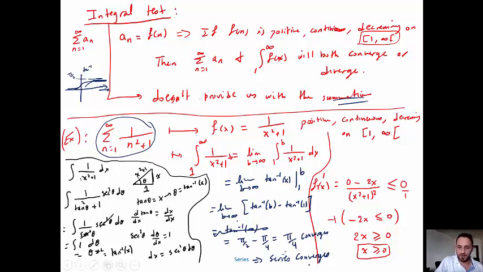Okay, let's take another example. If you are given a series, let me write it: 3 over 2n minus 1. So you have this series and you need to check if it is convergent or divergent. Okay, so before the integral test, you check the divergence test. You find the limit as n goes to infinity of 3 over 2n minus 1. 3 over infinity is 0.